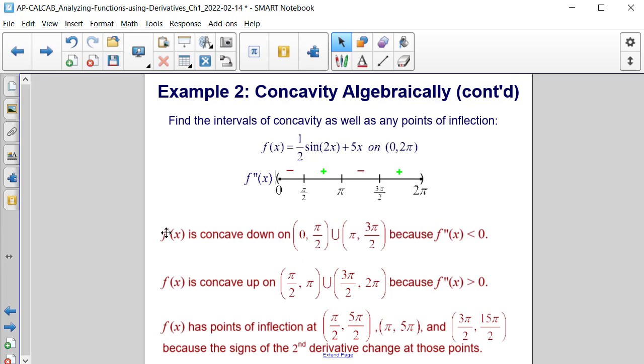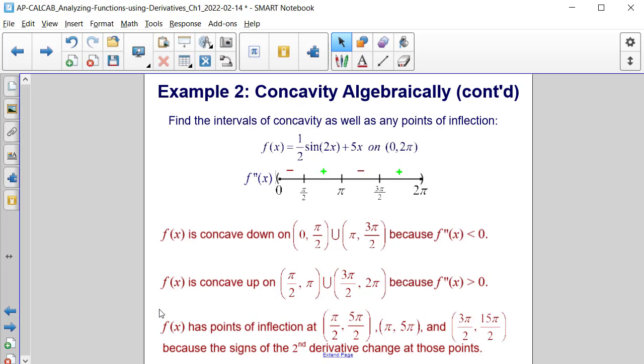And after doing our sign chart, we can make the following conclusions. F of x is concave down on the interval from 0 to pi over 2 in union with pi to 3 pi over 2 because f double prime of x is less than 0. Negative, frown, so it's concave down. F of x is concave up on the intervals from pi over 2 to pi and in union with 3 pi over 2 to 2 pi. It's concave up, looks like a cup, and is positive because f double prime of x is greater than 0.